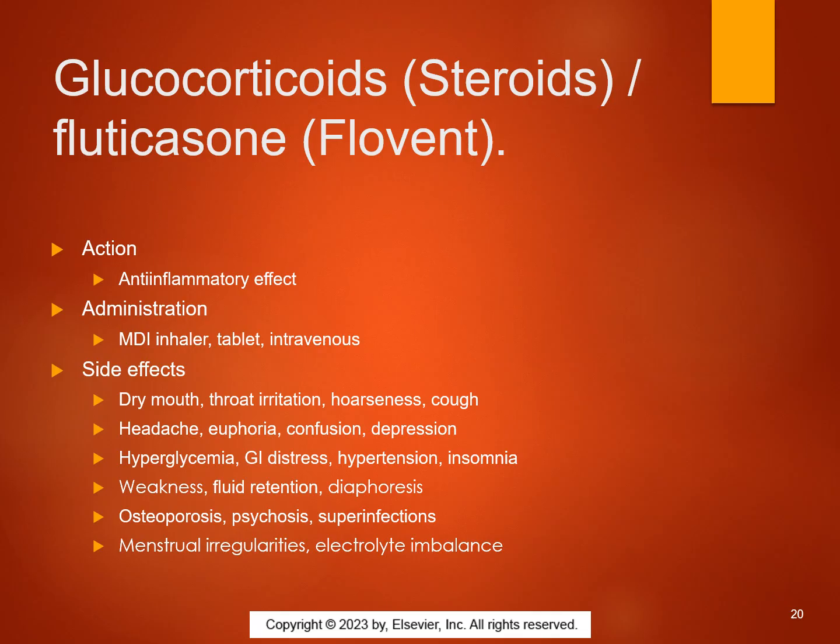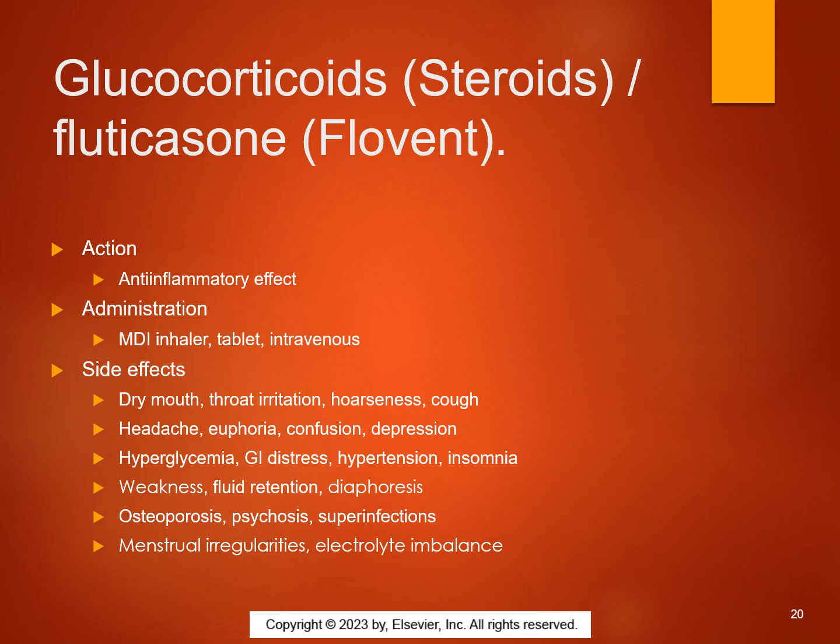Our glucocorticoids we've talked about, but we're going to talk about fluticasone, called Flovent. You'll just hear me say Flovent. The action of Flovent is that it's an anti-inflammatory. It's used as an inhaler, oral, or IV. Side effects are oral irritation, hyperglycemia, of course osteoporosis, and superinfection, all those things we know about steroids.